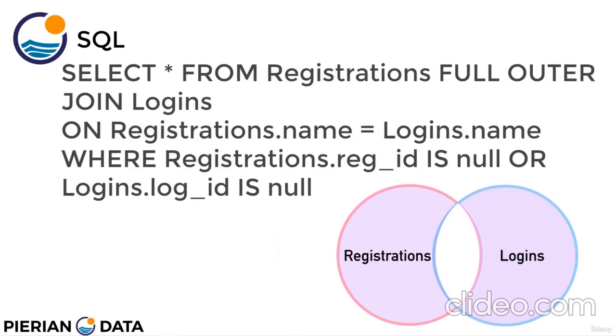So what does this actually look like in our example? We'll say something like select everything from registrations, a full outer join on logins, on registrations.name equal to logins.name, and then we can specify where registrations.registration ID is null or where logins.login ID is null.